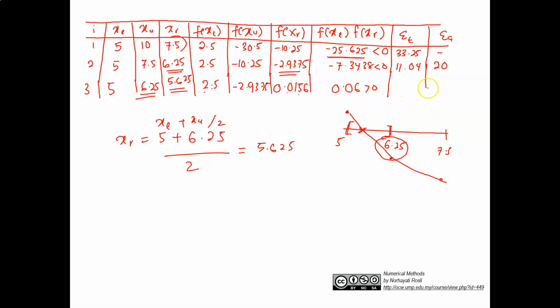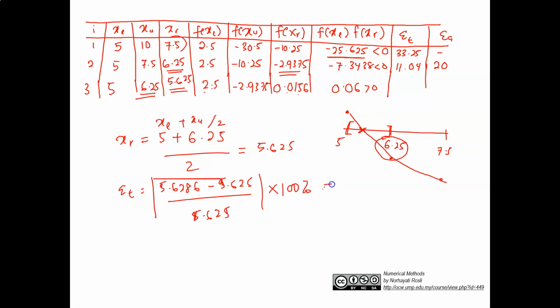So here we compute epsilon t. Epsilon t equal to the true root, okay, which is the true root is 5.6286 minus this XR 5.625 divided by 5.625, which is times 100%. We'll got here the answer 0.06. So this one becomes 0.06.